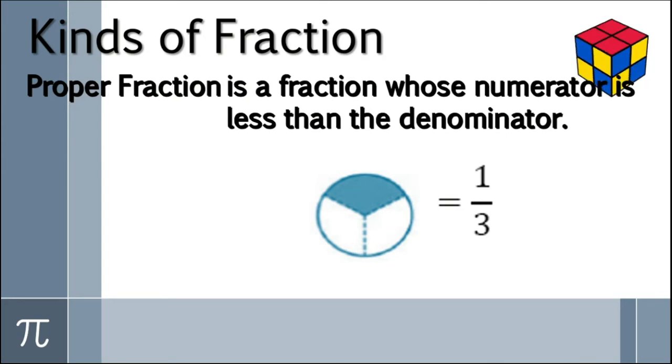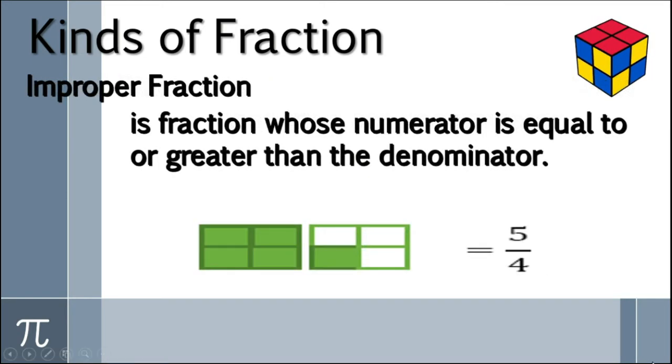So there are kinds of fraction. What are the kinds of fraction? First, we have proper fraction. It is a fraction whose numerator is less than the denominator. Kapag mas mababa ang numerator sa denominator, ang tawag diyan ay proper fraction. Improper fraction naman is a fraction whose numerator is equal to or greater than the denominator. Kapag ang numerator ay kapareho, o mas malaki pa kaysa sa denominator, ito ay improper fraction.